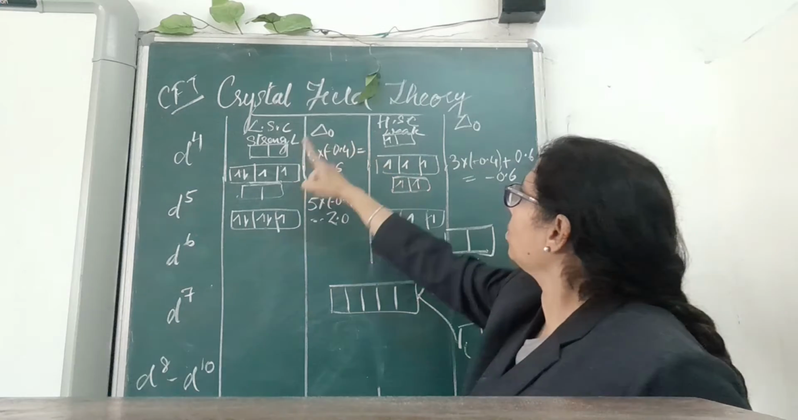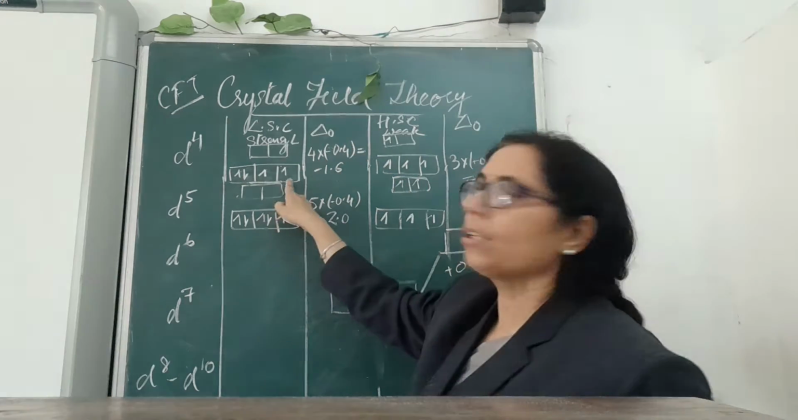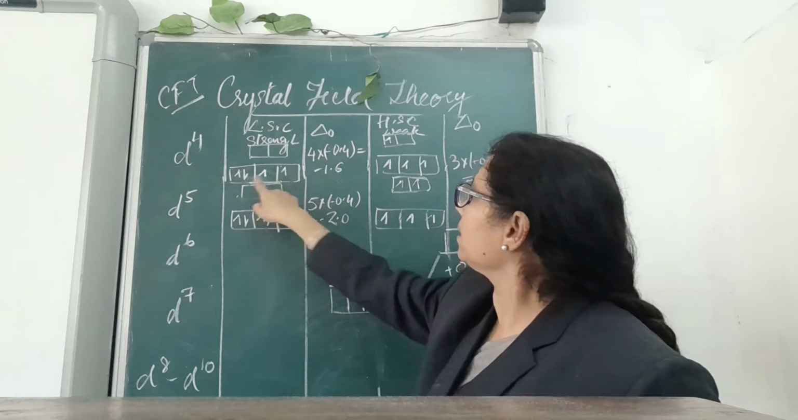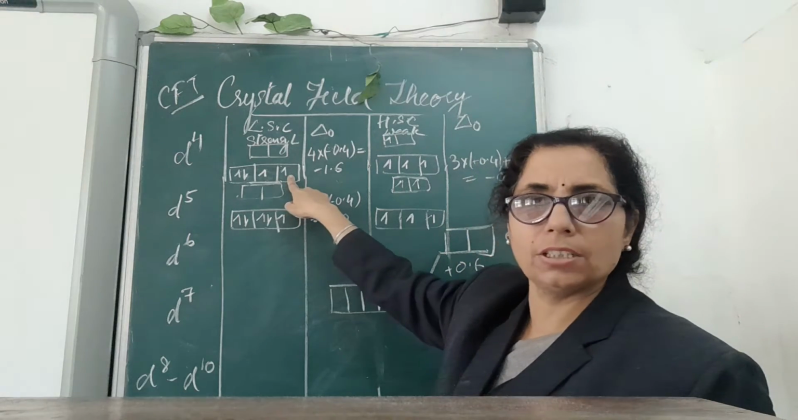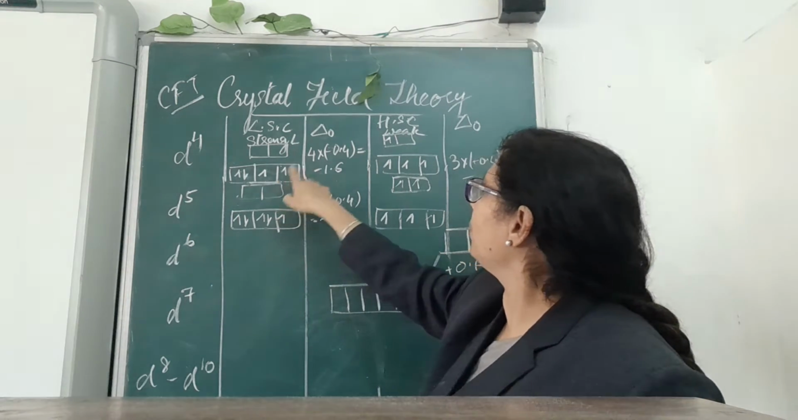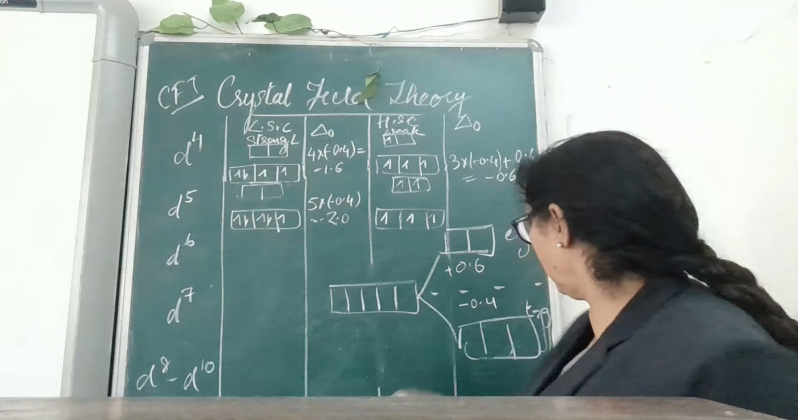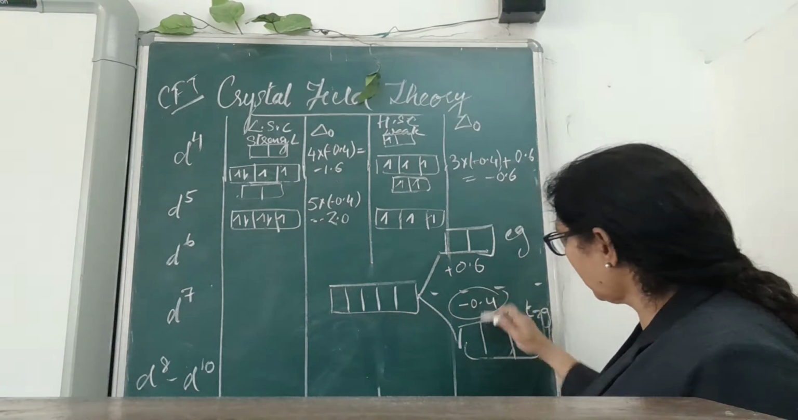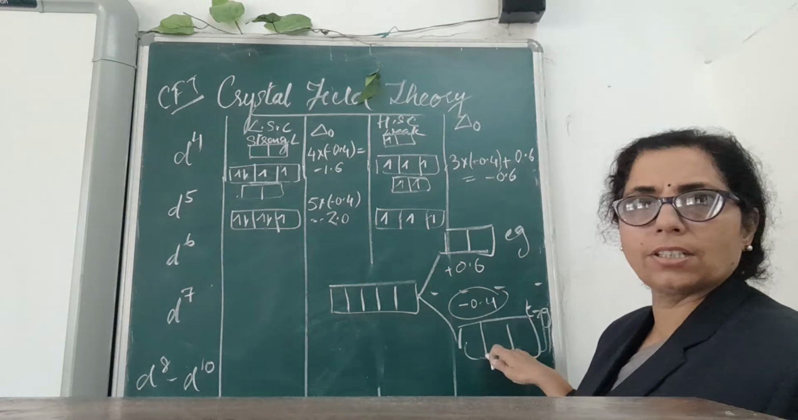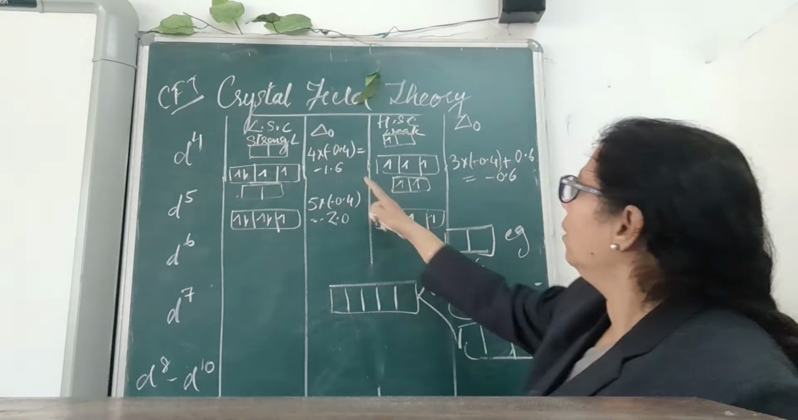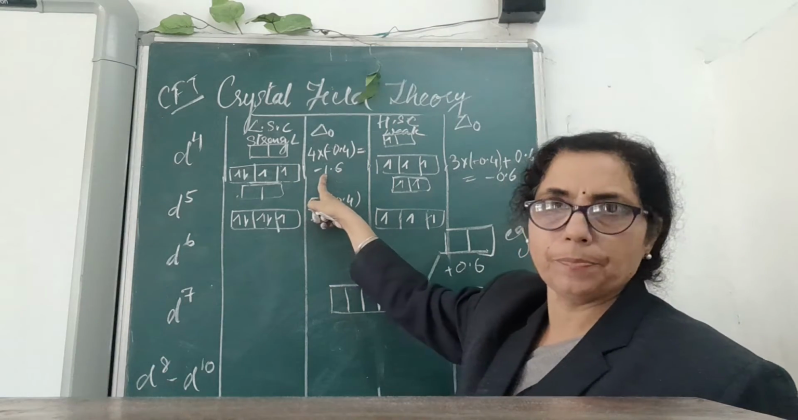The value of delta naught can be found out by the number of electrons. Here you can see there are 4 electrons in the lower energy level. These 4 electrons will be multiplied by the energy difference for the lower energy level, so minus 0.4. When you multiply, you will get one value.